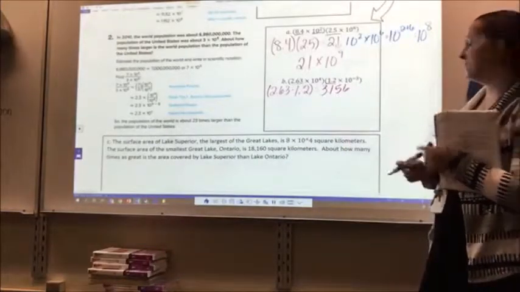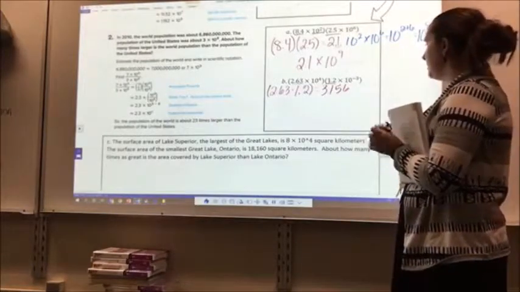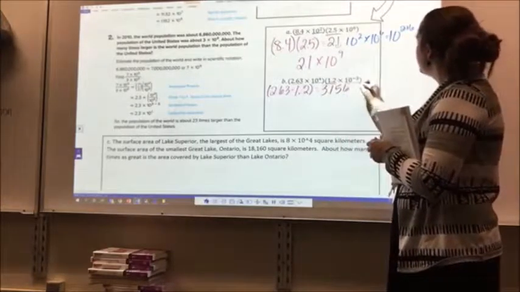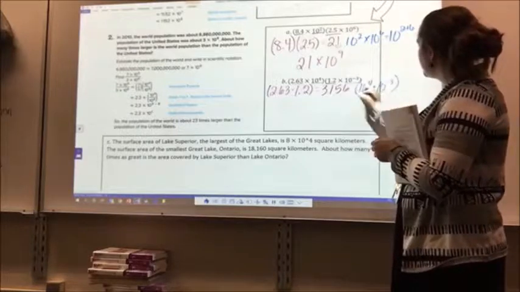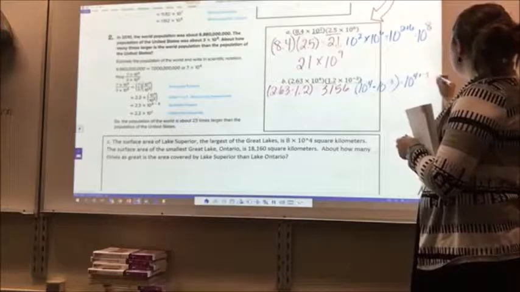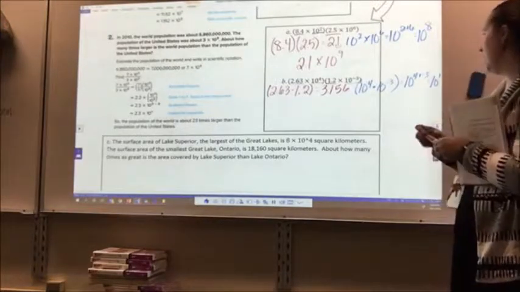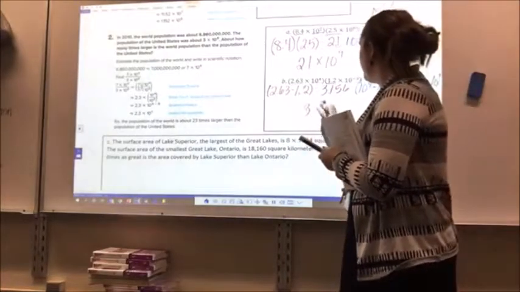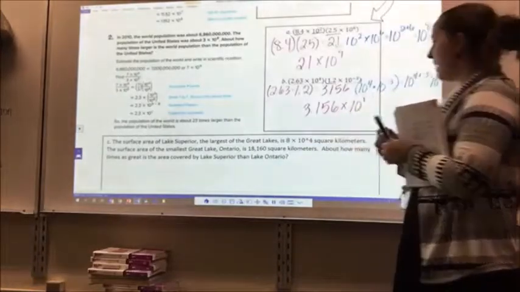Okay, so that's great. Now I need to focus on my powers of 10. Here's a power of 10, here's a power of 10. So that's 10 to the 4th times 10 to the negative 3rd. So I can just add these together. 4 plus negative 3 gives me 1. So it's 10 to the 1st power. So my final answer when I combine all of this together is 3.156 times 10 to the 1st power.